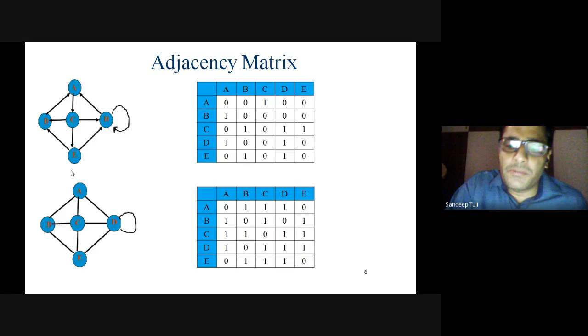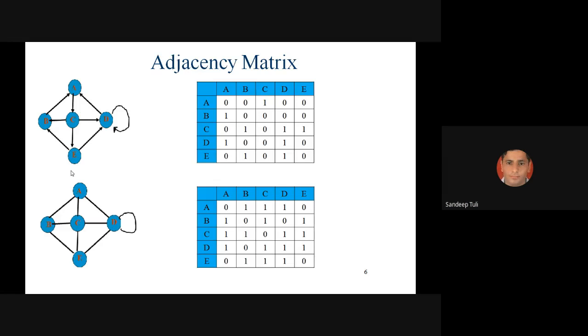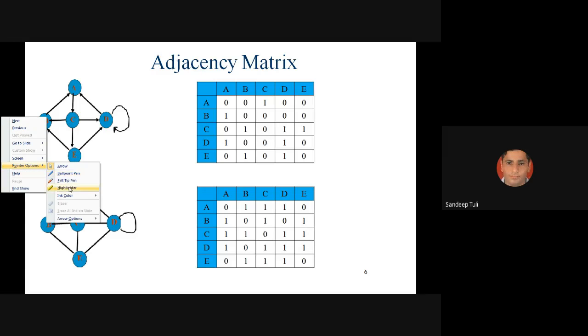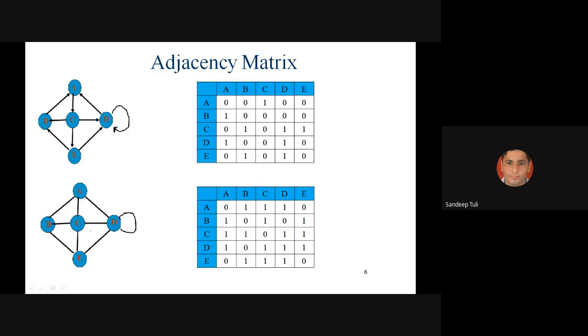Similarly, degree of B is 3, sorry, degree of C is 4. You can check the graph also. I am talking about undirected graph right now. Degree of E is 3. Degree of D is 4. Is it okay to all?